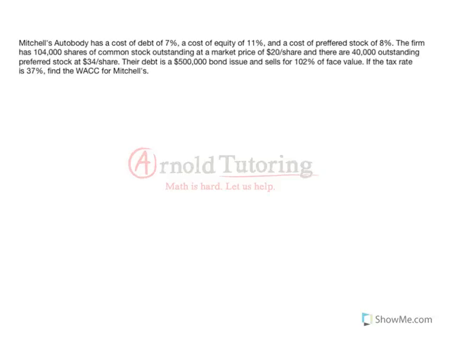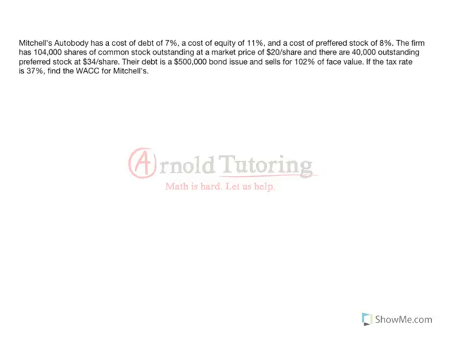The firm has 104,000 shares of common stock at $20 a share, 40,000 outstanding preferred stock at $34 a share. That makes sense. Preferred stock is always going to be more valuable in the market than common stock. The company's debt is a $500,000 bond issue, and it sells for 102% of face value. If the tax rate is 37%, find the WACC for Mitchell's.